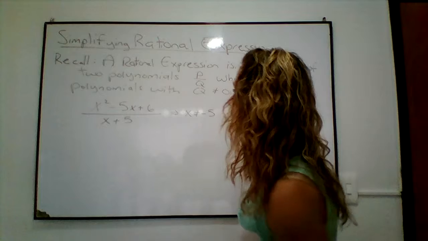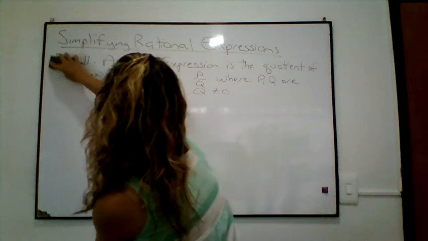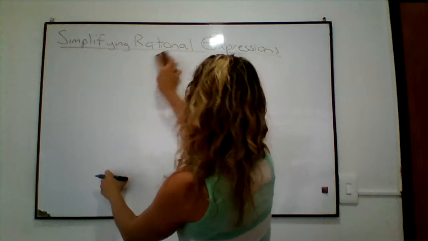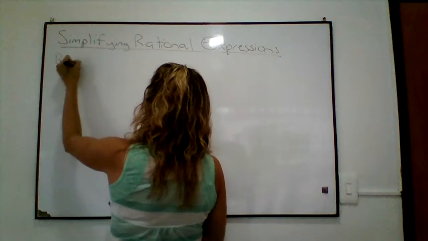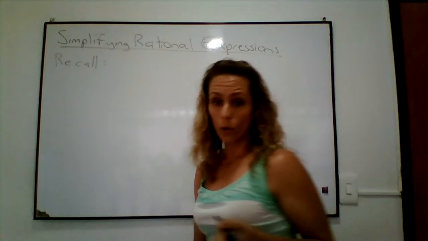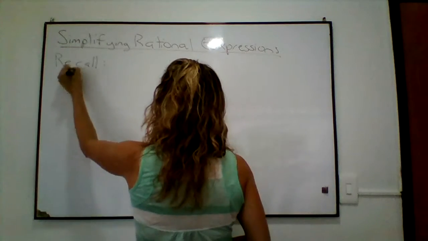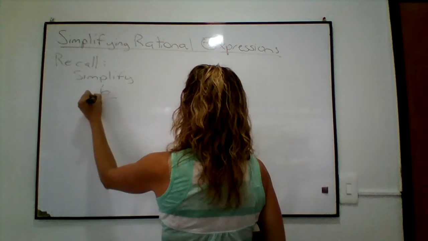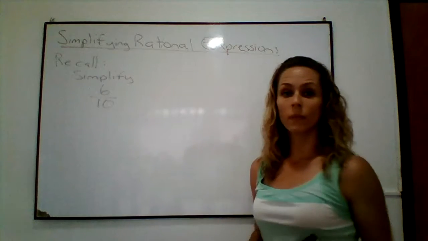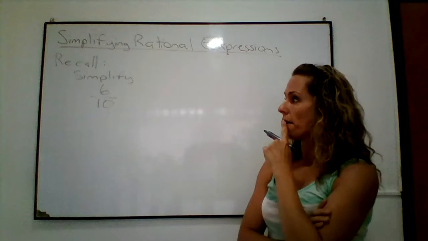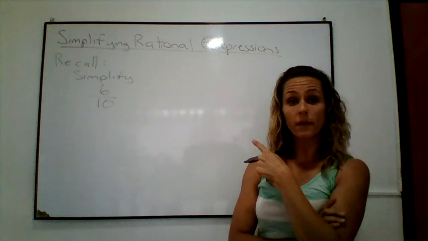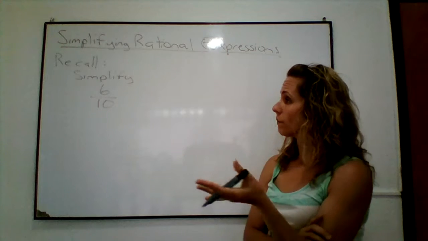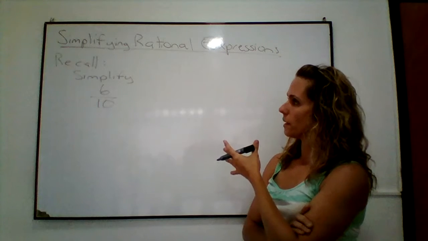So let's now take a look. Let's recall simplifying just fractions. Let's say I ask you to simplify 6 divided by 10. A lot of you would say, I can see that there's a common factor in 6 and 10. And you'd be right. So think about what that number is that's common to both 6 and 10.